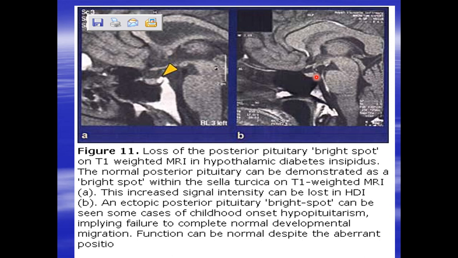Sometimes it can be ectopic, and it can be seen in some cases of childhood onset hypopituitarism, and can be in an aberrant or ectopic position but with normal function. So when you don't see it, you have to look elsewhere. You might see the pituitary bright spot in a non-symptomatic patient. It can be just ectopic.